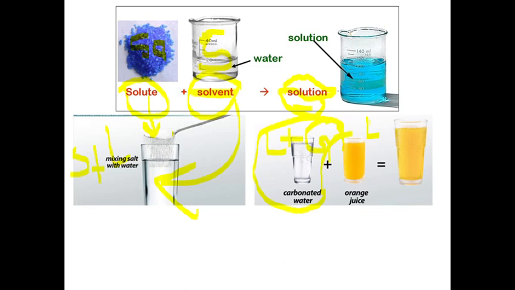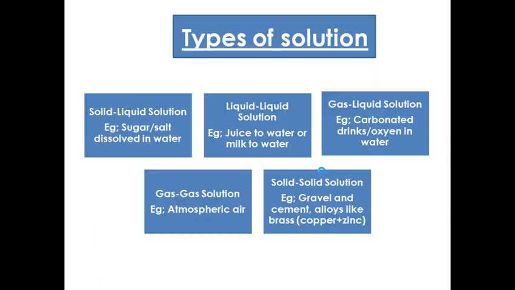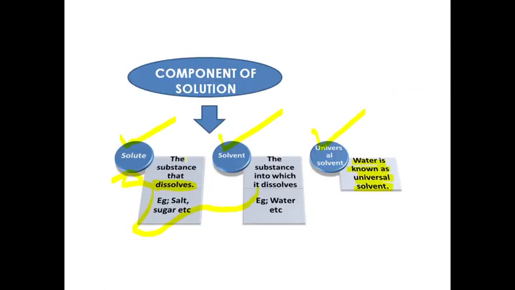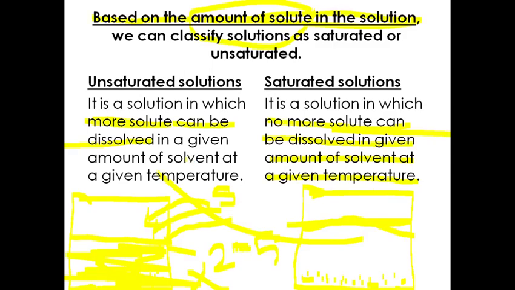to form a solution. In the case of mixing salt in water, it is an example of solid and liquid. Carbonated water is an example of liquid and gas. Next are the types of solution: solid-liquid solution, liquid-liquid solution, gas-liquid solution, gas solution, solid solution. Please go through the examples in the book. Components of a solution: you can see solute, solvent and universal solvent. Water is known as a universal solvent. You know now the reason.